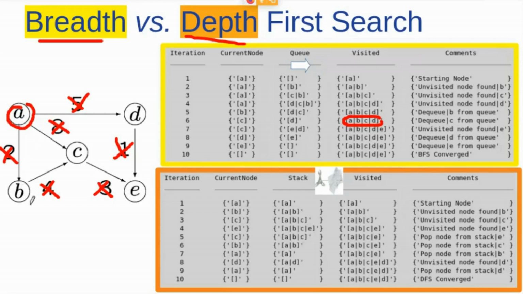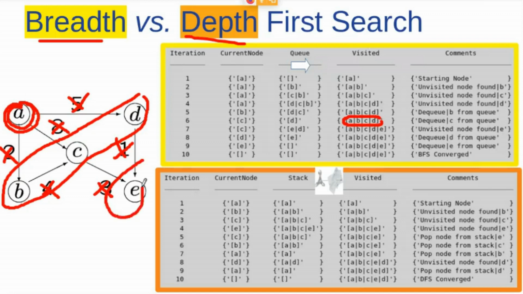Why? Because B has as a neighbor C that has been taken into account just before, and then E is the neighbor of C, and at the same time is the neighbor of D, right? So the important thing is that the breadth first search is an uninformed algorithm that starts with the root, with the starting node, and then assesses all the neighbors at the following level, and then all the neighbors at the following level, and so on, right?